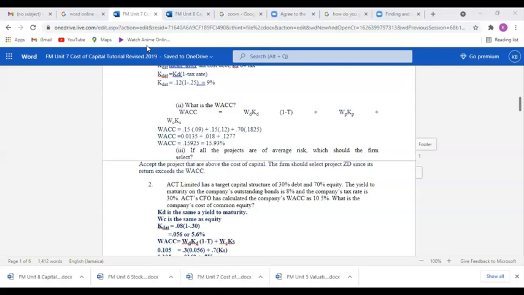I now present the last question to Sarah. Good evening again, everyone. So the final question states, if all the projects are of average risk, which should the firm select? All right, and so our answer is project ZD should be accepted. Why? Because its rate of return, which is 16.5%, is higher than the cost per WACC, which is 15.93%, right? So you want your rate of return to be higher than your weighted average. And so project ZD should be selected. That concludes our presentation for this evening. Thank you.